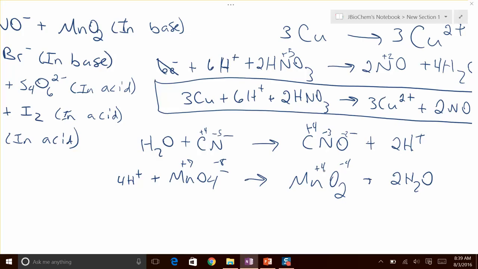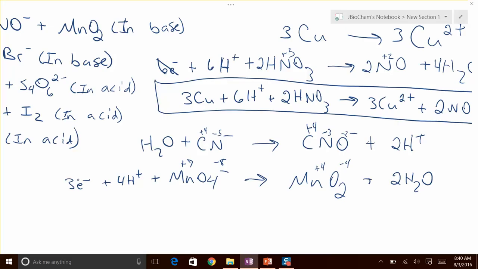Okay, so from plus 7 to plus 4, what are the number of electrons here? 3 on the left. Okay, so it's 3 electrons, and I had to gain them to go from plus 7 to plus 4. Plus 3 electrons. Okay? I have to gain 3 electrons to go from a positive 7 to a plus 4.